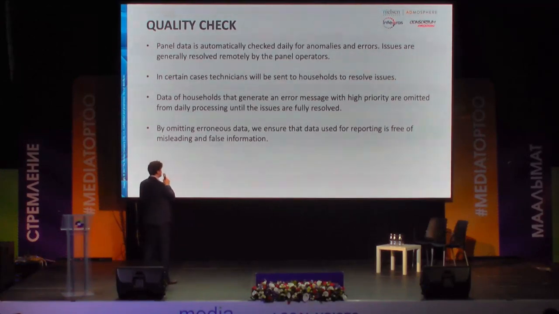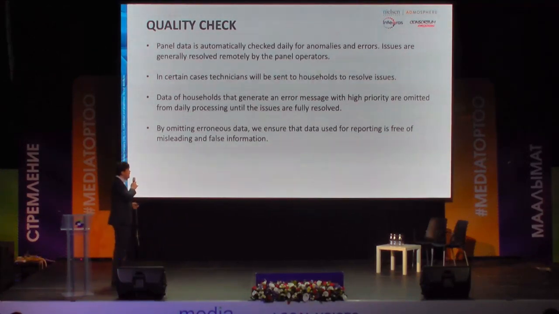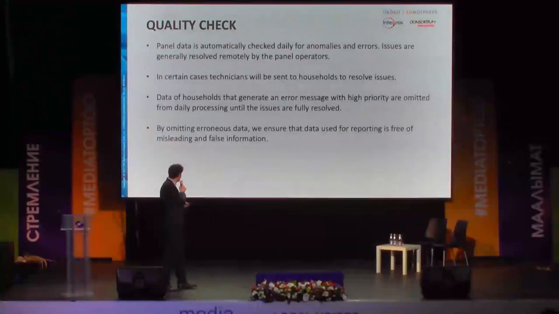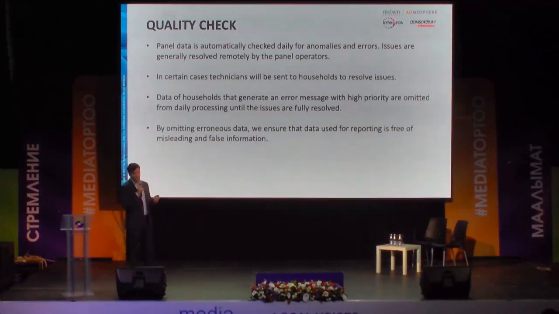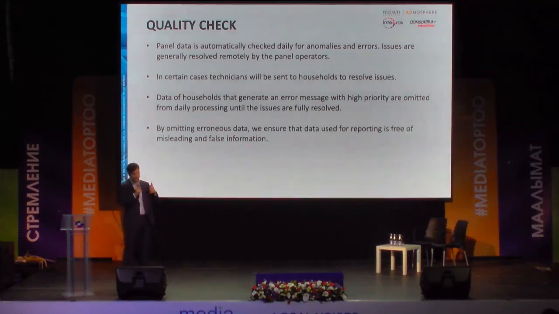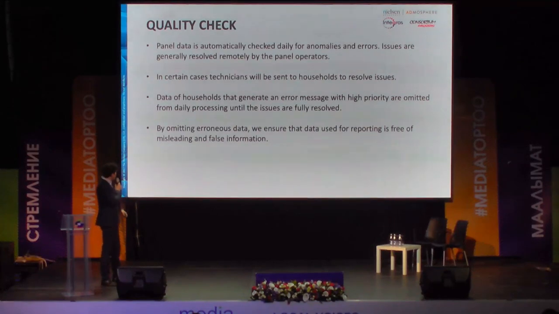Panel data is automatically checked daily for anomalies and errors. We want to be sure that the data is reliable. If there are any households that generate error messages, we make sure that they are excluded from the daily data. In certain cases, technicians will be sent to the house, but more often we can do it remotely through our Symbios system. So we don't have to go to the houses. We can just use the system to fix errors at the houses. Sometimes we will have to call them and tell them that they're not using the panels properly, the TV meters properly. So we tell them to fix their behavior so that their data can be used at the end of their report. Moving on, quality check.